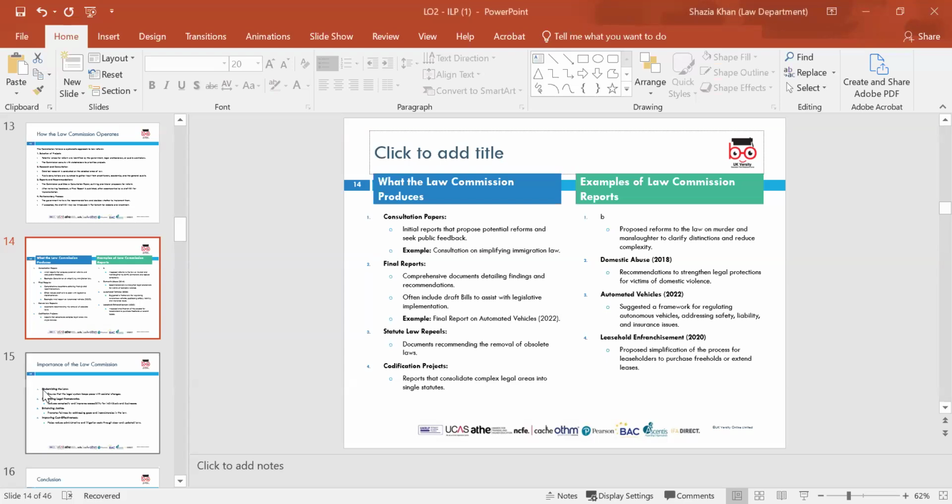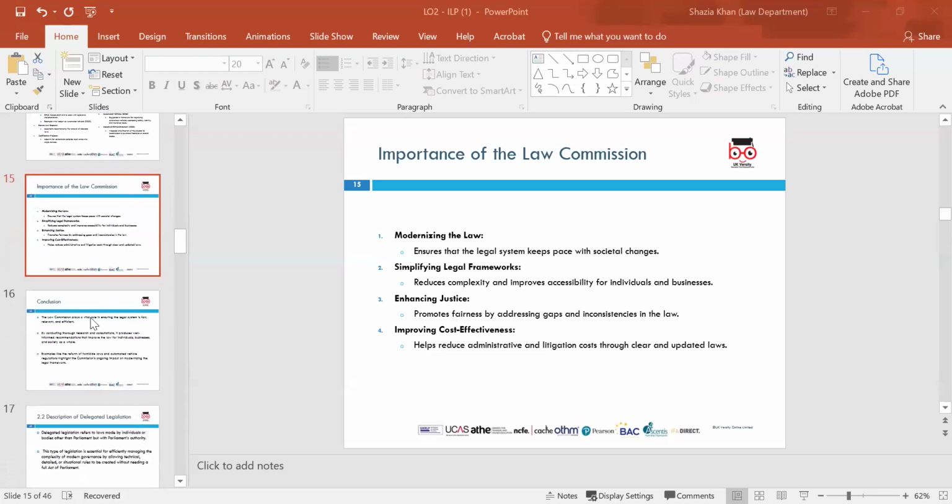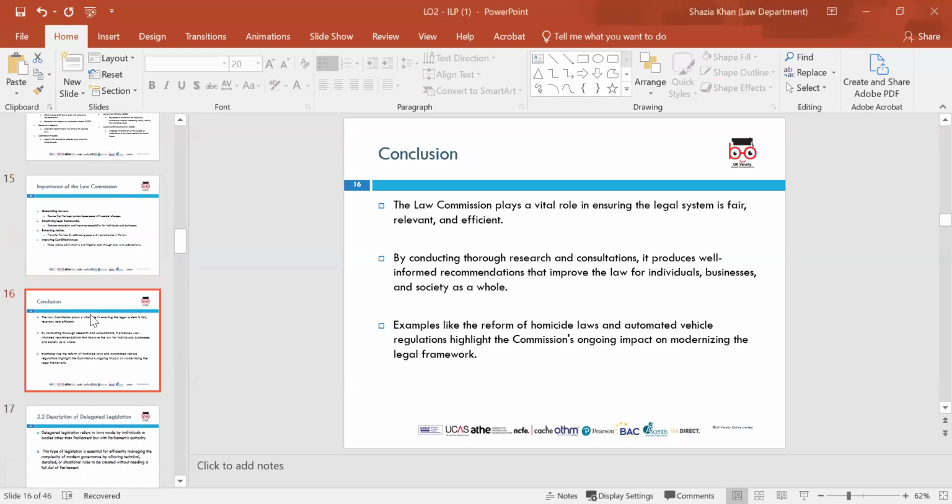The importance of the Law Commission is that it's an independent body, and they are there to ensure that the law is fair. They are there to ensure that the legal system keeps pace with society, reduces any complexity, promotes fairness and helps reduce costs for individuals, and it's independent, so it's there to provide a fair decision at the end of it.